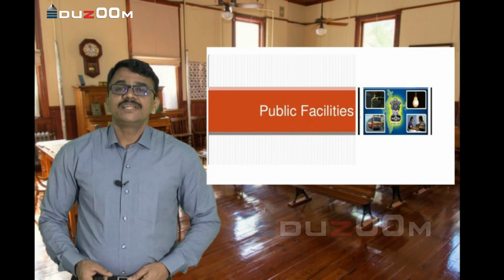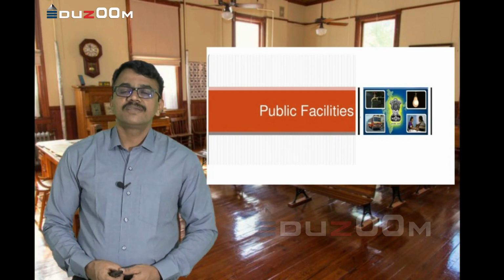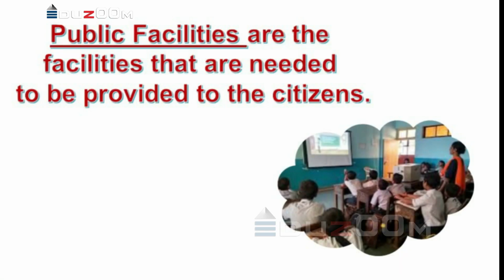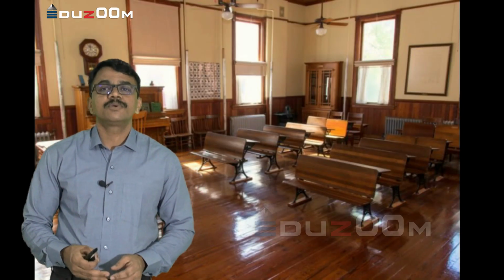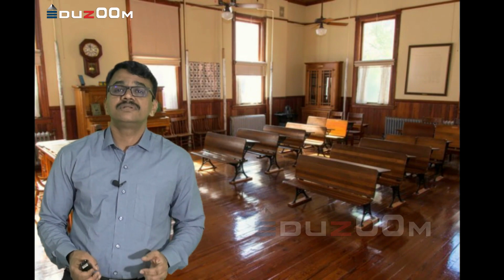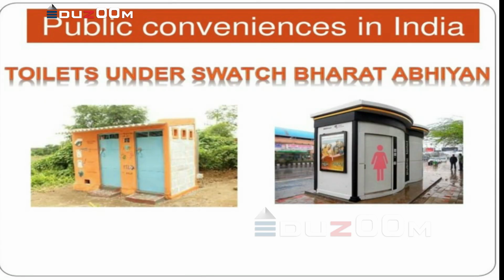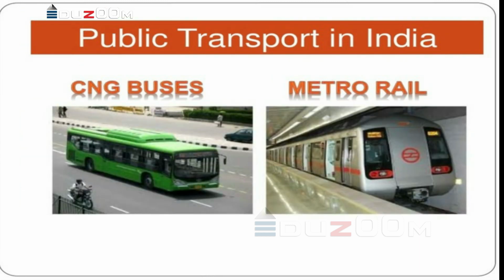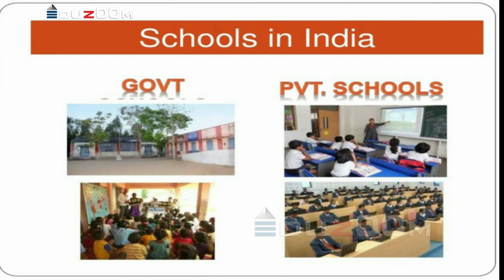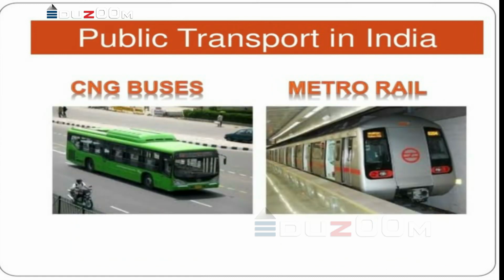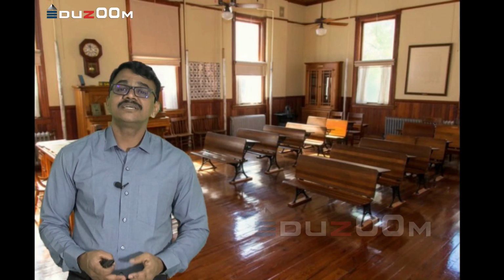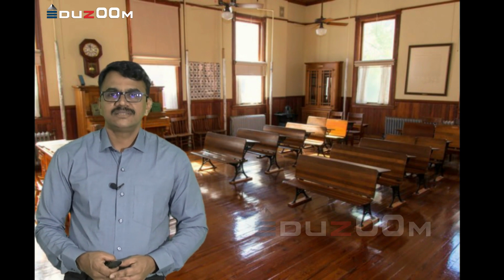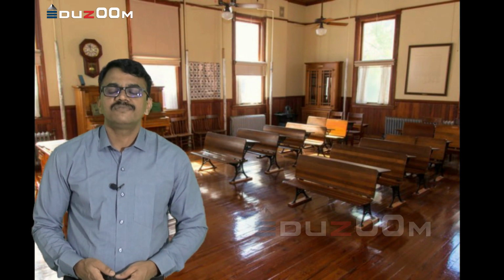First of all, it's very important to understand what public facilities are. Public facilities are provided to the citizen, or are facilities that need to be provided to the citizen. For example, hospitals, sanitation, electricity, communication systems, public transport, schools and colleges, roads, trains, airports, etc. These are known as public facilities. These are utilized by the people of a country.